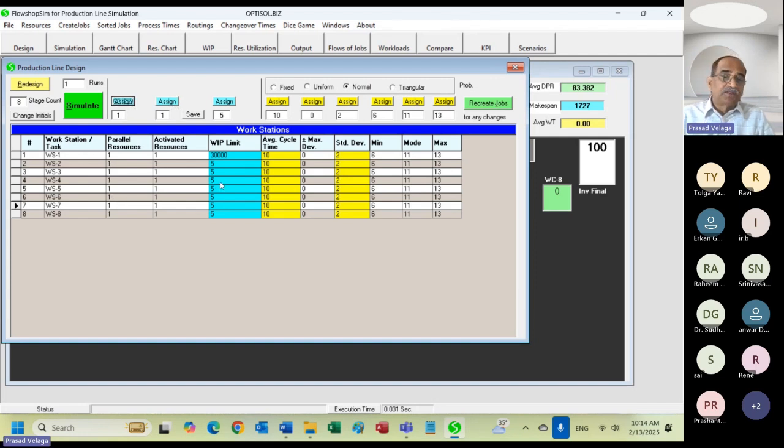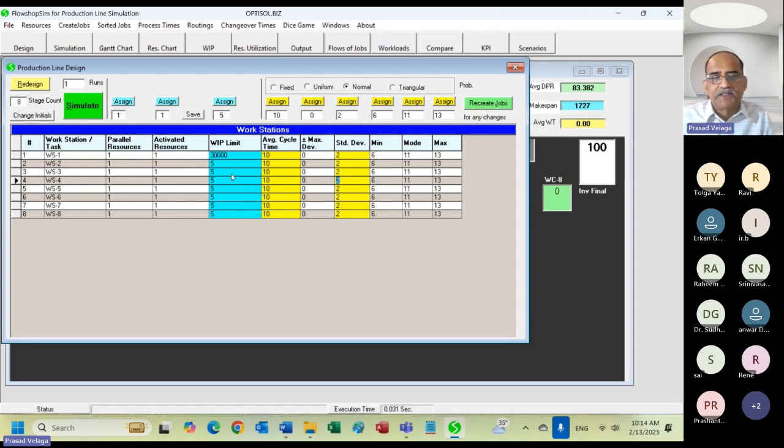What I will do, I will run four scenarios of this one. One is with WIP limit 5 at every workstation, with sigma 2 at every workstation, I will run one scenario. In the second scenario, I will reduce the standard deviation from 2 to 1. In the third scenario, I will reduce the WIP limit to 2 and run with the standard deviation 2. And the fourth one, with WIP limit 2, I will run with standard deviation 1. All these four combinations I'm going to run now.